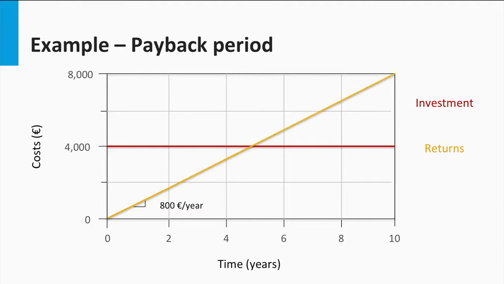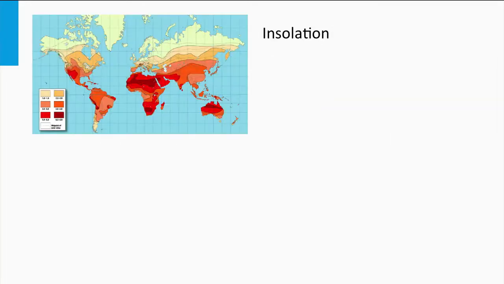As the years progress, the savings accumulate, and there comes a point in time when the accumulated savings are greater than the original investment. The period of time elapsed until that point is called the payback period. In this case, family Smith's PV system has a payback period of 5 years.